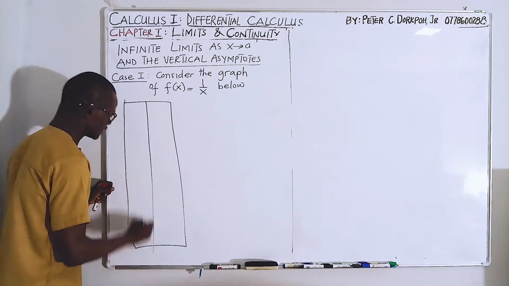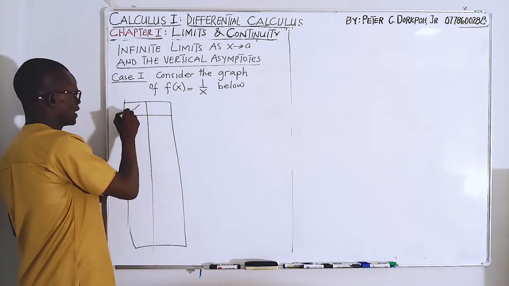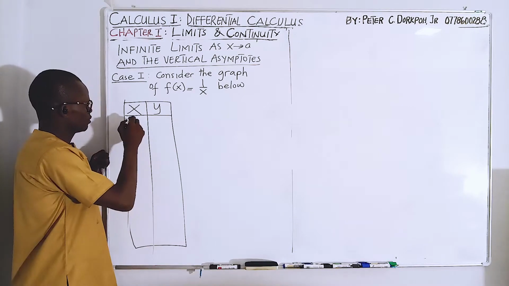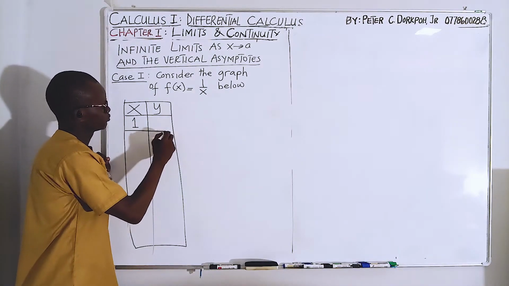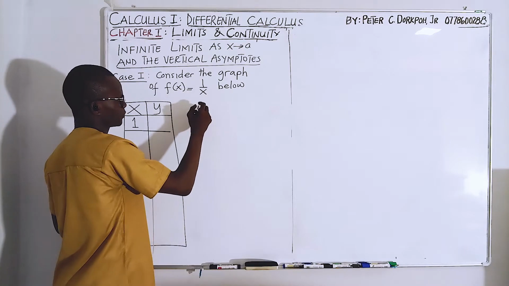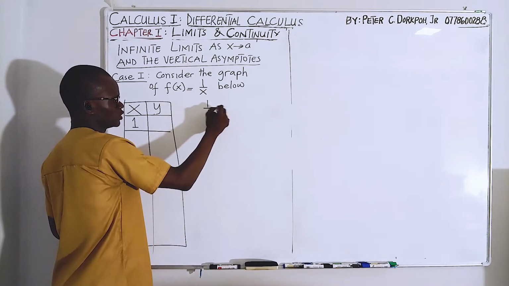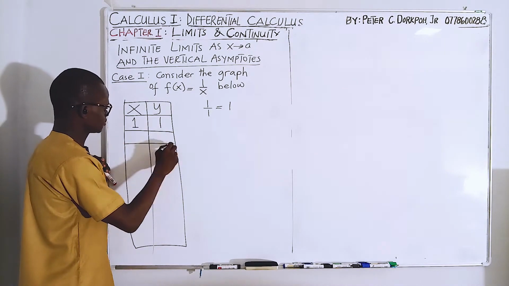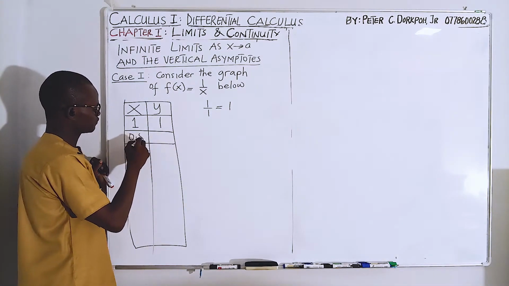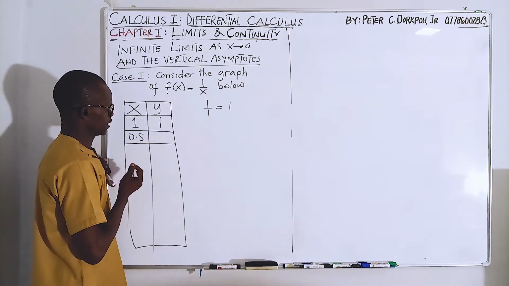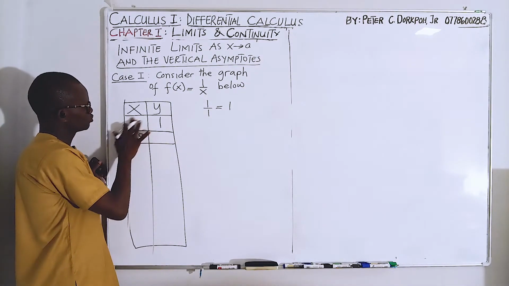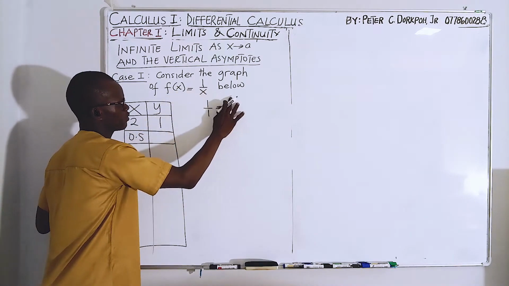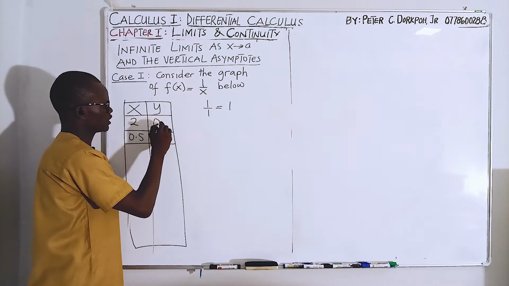and let's have some points. We've got x, we've got y. What if x takes on some values? What if we say x is 1? If we put 1 here, we're going to have 1 over 1 is 1, right? y will be 1. Or maybe we could start with 2. x is 2. 1 over 2 is 0.5, right? So this will be 0.5.